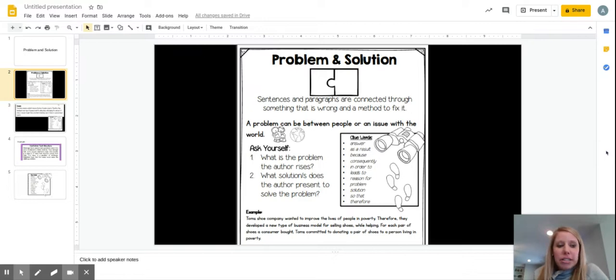So some clue words to let you know that you're finding a problem and solution are words like answer, as a result of, because, consequently, in order to, leads to, reasons for, problem, solution, so that, and therefore. So we're going to look at two examples real quick, and we're going to see if we can find some of those clue words that let us know, hey, this is a problem and solution text structure.